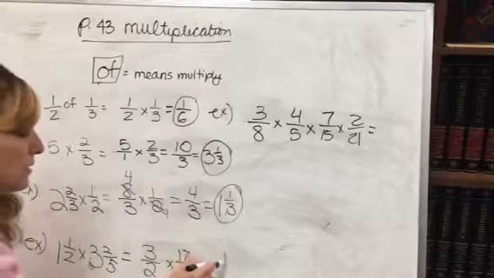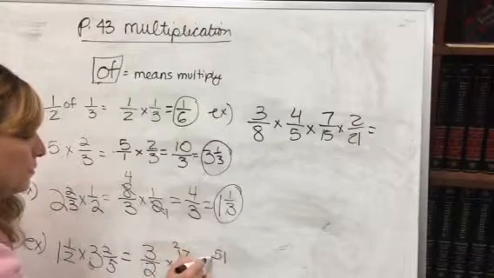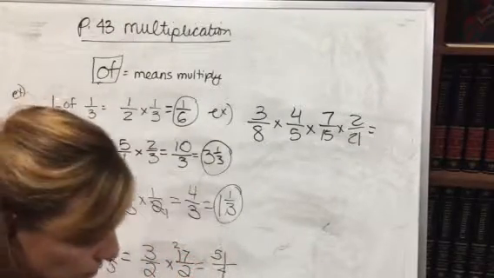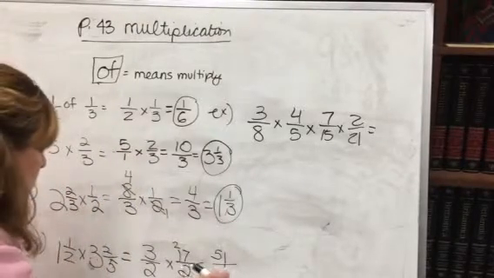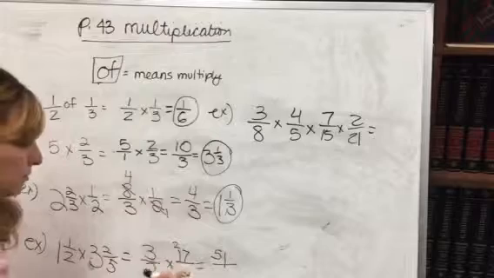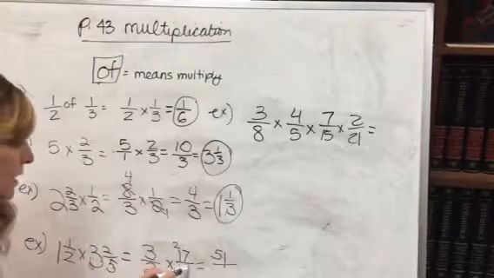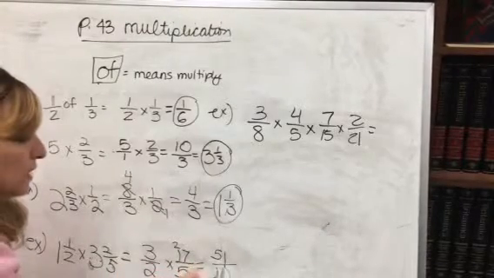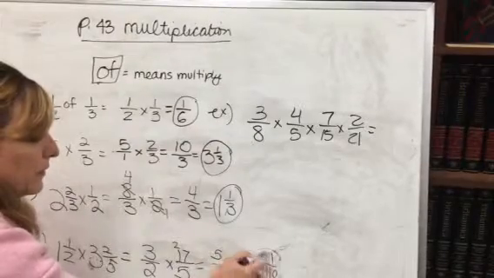So 3 times 17, 3 times 7 is 21, carry the 2, 3, 4, 5, 51 over 4. That's funny, I don't remember that being the answer. Oops, I see what I did wrong. I wrote 5 times 3 is 15 plus 2 is 17. I should have put it over a 5. So then I get 51 over 10, and then 10 into 51 is 5 1/10.